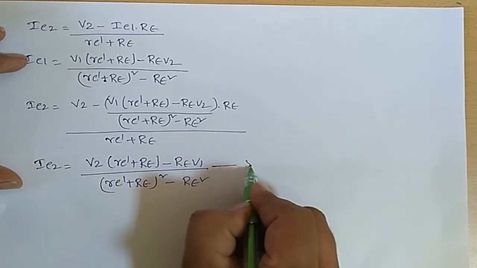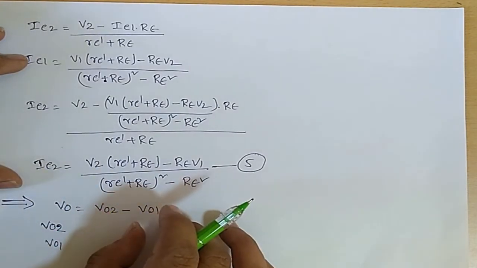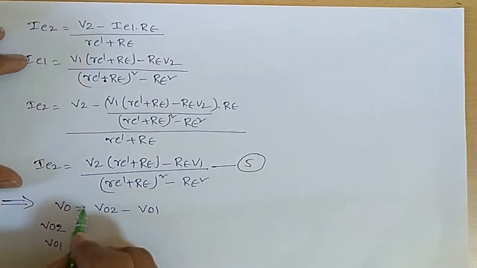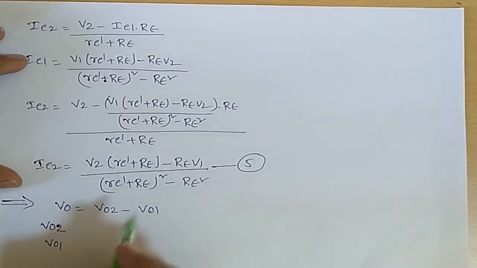This is equation number 5. Now we are estimating the output voltage. The output voltage of the differential amplifier VO equals VO2 minus VO1. Here we mention the output voltage of the first transistor and the output voltage of the second transistor. We need to estimate this VO2 value, and similarly we need to estimate this VO1 value.